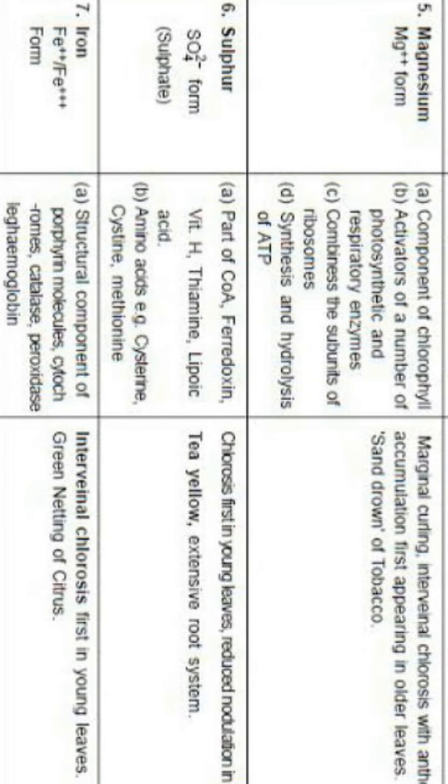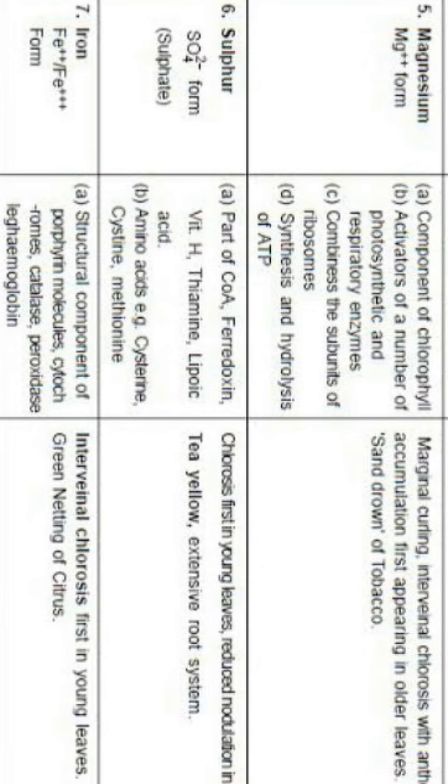Next, deficiency symptoms: marginal curling, interveinal chlorosis, and with the accumulation of anthocyanin, first appearing in the older leaves. Next, sand drown of tobacco. These are all different deficiency symptoms in the plants. Next, one more.